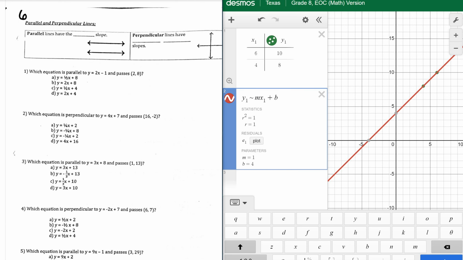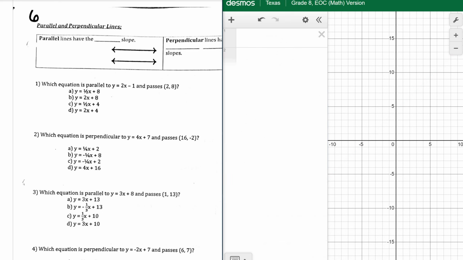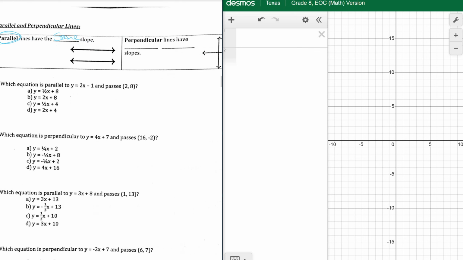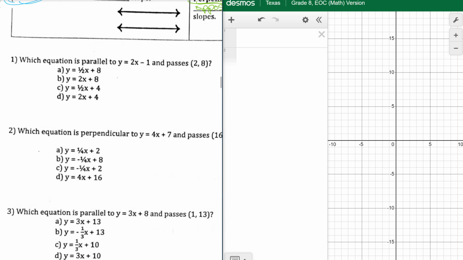Number 6. We're doing parallel and perpendicular lines. Remember, parallel lines have what kind of slope? Parallel lines have the same slope. These 2 lines have the same slope. They never touch. They're parallel lines. Perpendicular lines have opposite, flipped slope. And they hit each other at a 90-degree angle. All right. You may not understand that yet, but let's just do some and you'll get it.